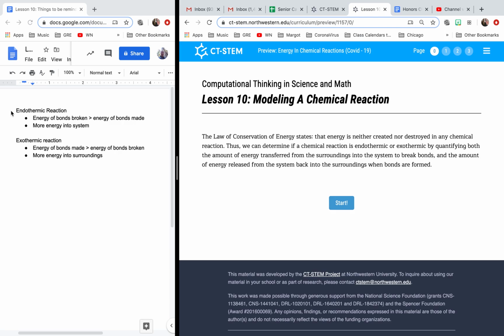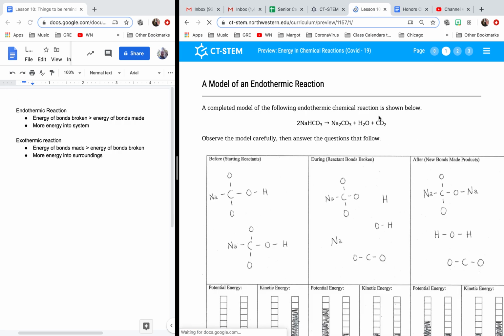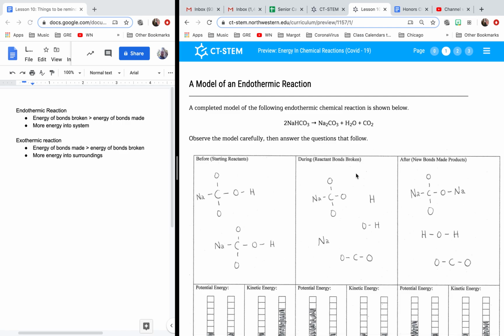If you have an endothermic reaction, the energy of bonds broken is greater than the energy of bonds made, meaning you're going to have more energy going into the system. For an exothermic reaction, the energy of bonds made is greater than the energy of bonds broken, so more energy is going into the surroundings. I wanted to look at these two examples. On page 1, you have an example of an endothermic reaction, page 2, an exothermic, and then on page 3, you're going to be drawing one of each. So it's important that we jot down some thoughts on the summaries of each of these.